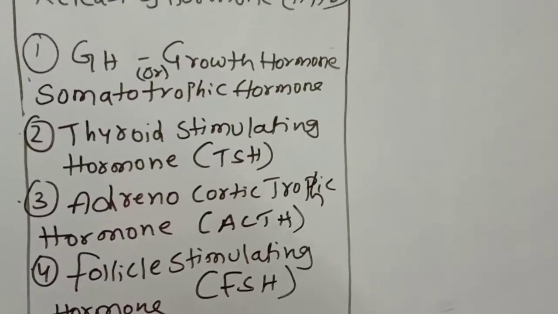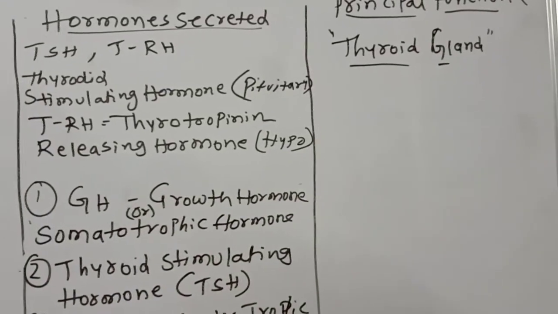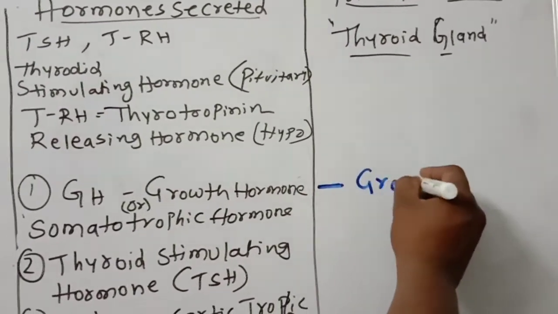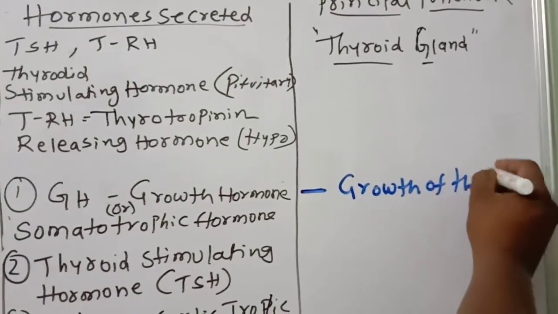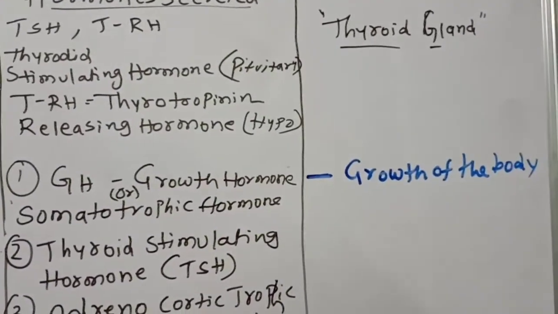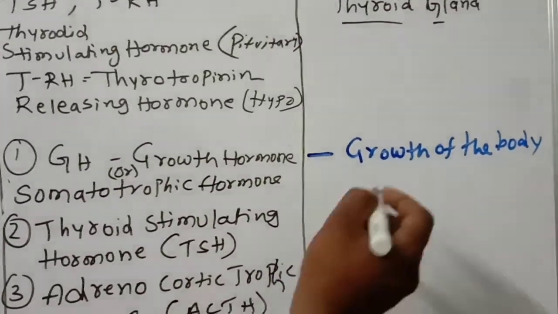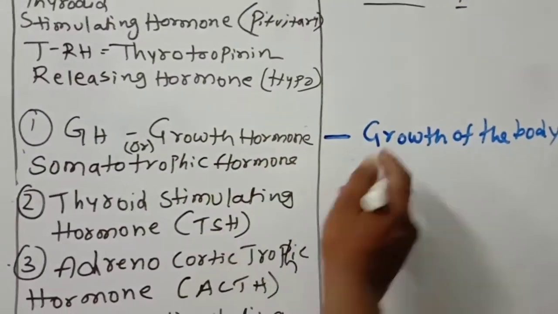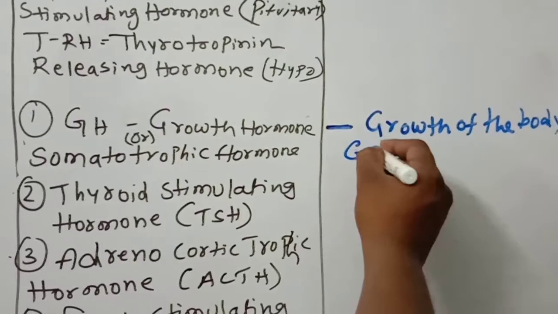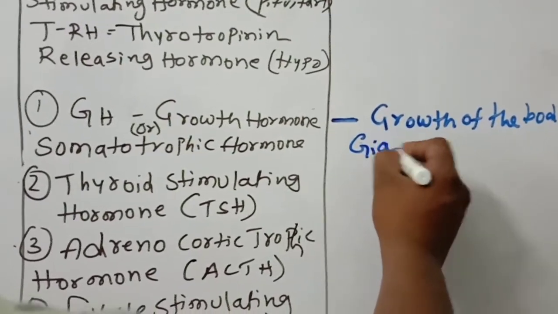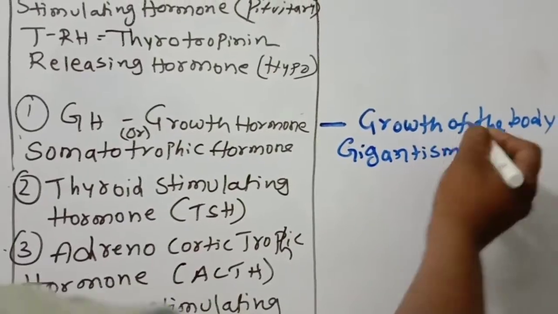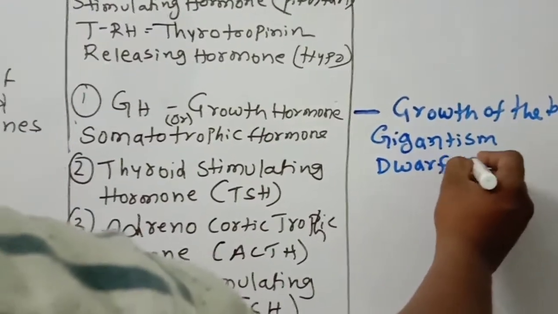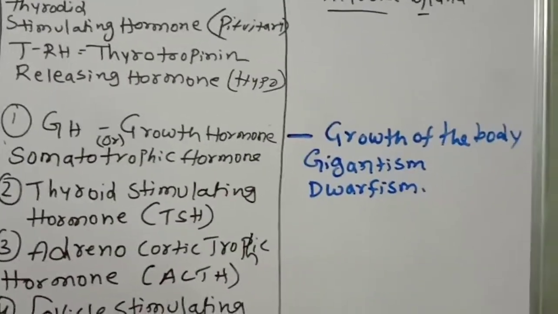Now I am telling about the functions. Growth hormone is helpful for the growth of the body. Here one problem is there. If growth hormone is in excess, it leads to one problem. What do you call that problem? Gigantism. And if it is less, that is called dwarfism. Gigantism and dwarfism are the problems that result.